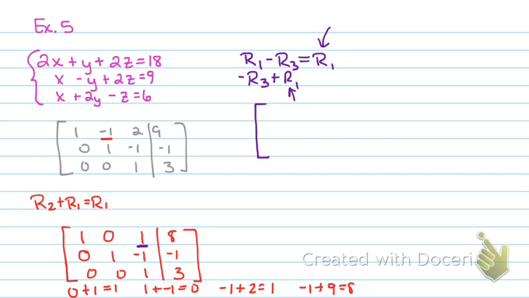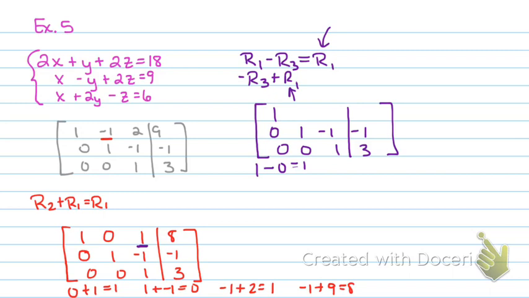And let's see, so that's going to be 0, 1, -1, -1, and 0, 0, 1, 3. So now let's take row 1, what was originally there, minus row 3, and let's put that in row 1. So row 1 was originally a 1 for the first column, minus row 3 is 0, and 1 minus 0 is 1. So put a 1 there.